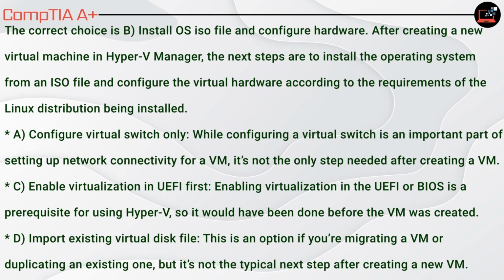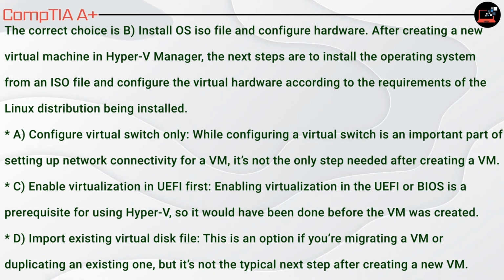The correct choice is B, install OS ISO file and configure hardware. After creating a new virtual machine in Hyper-V Manager, the next steps are to install the operating system from an ISO file and configure the virtual hardware according to the requirements of the Linux distribution being installed. A. Configure virtual switch only. While configuring a virtual switch is an important part of setting up network connectivity for a VM, it's not the only step needed after creating a VM.